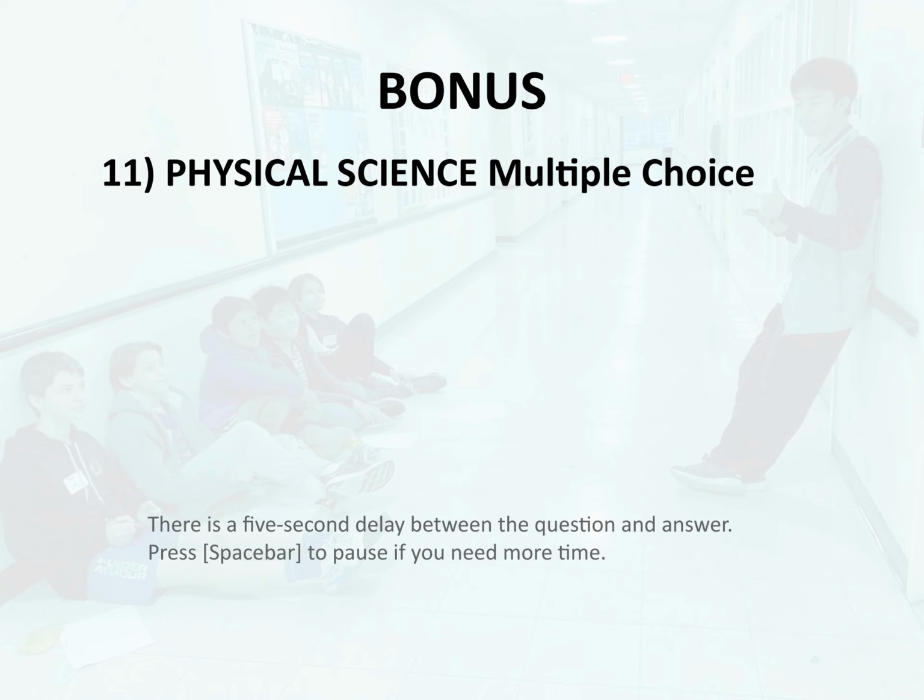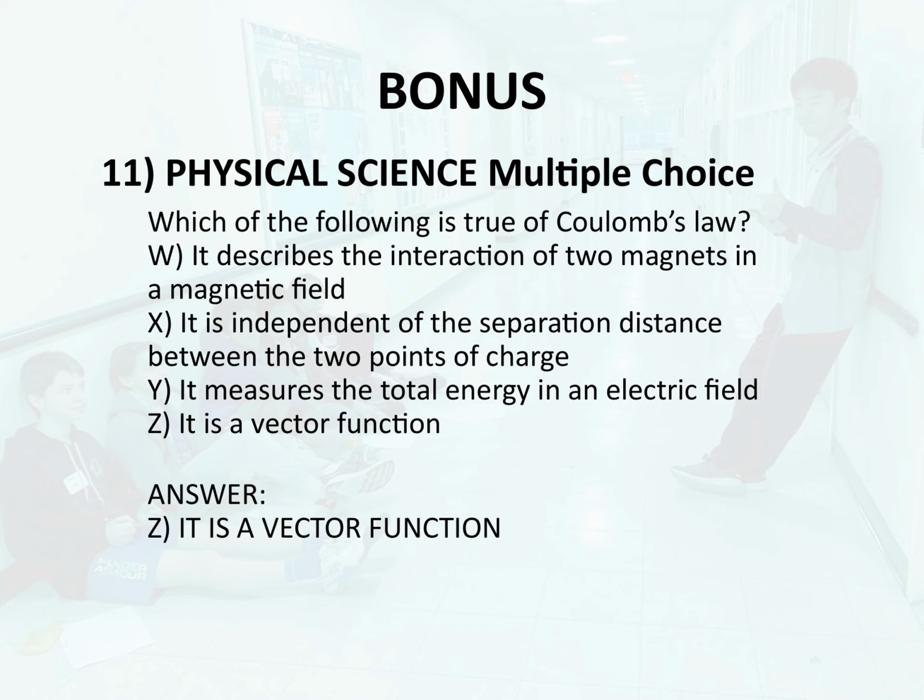Bonus 11. Physical science. Multiple choice. Which of the following is true of Coulomb's law? W. It describes the interaction of two magnets in a magnetic field, X. It is independent of the separation distance between the two point charges, Y. It measures the total energy in an electric field, Z. It is a vector function. Answer. Z. It is a vector function.